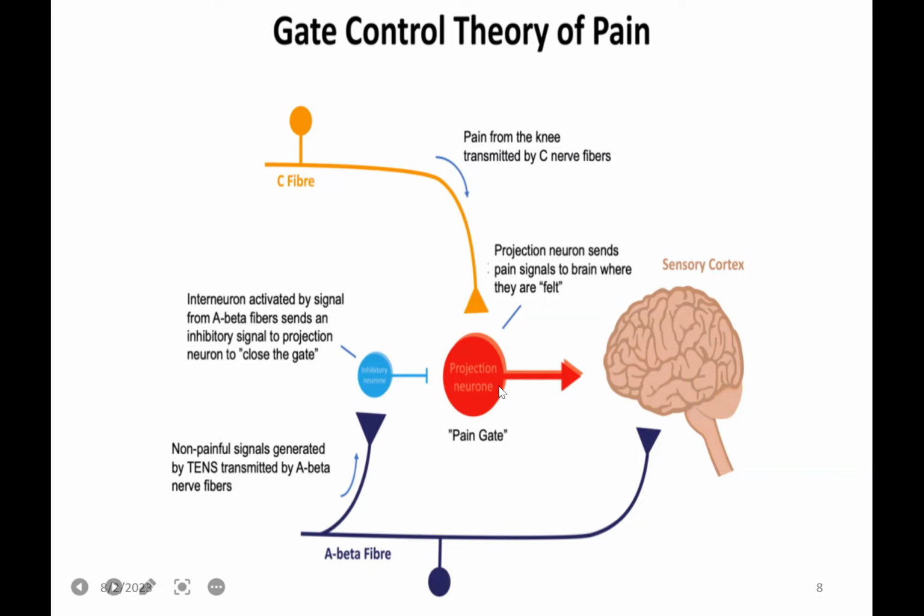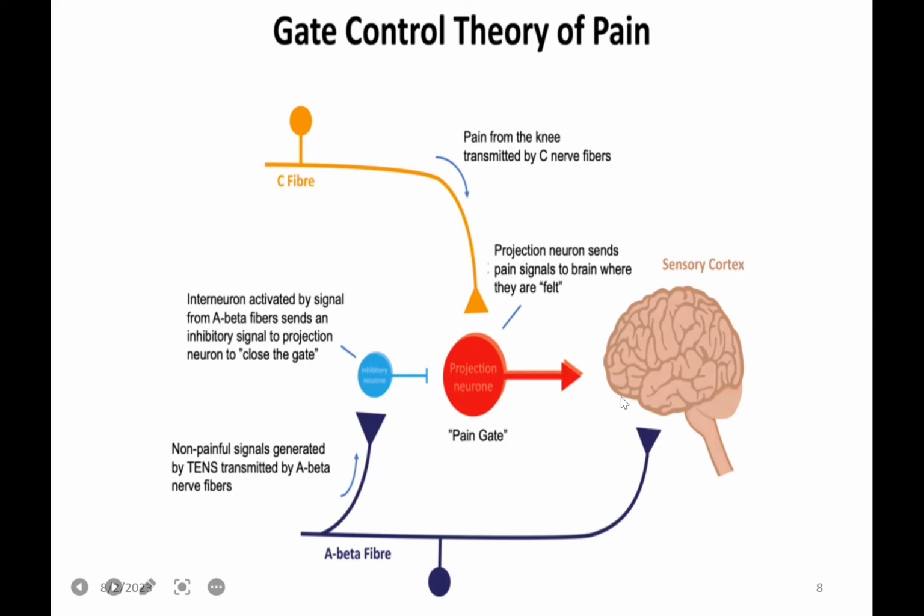So as long as this gate is occupied, the pain signal is blocked from reaching the brain. So the patient then will not be able to perceive that pain as long as there are other impulses that are going through the gate. So when you use TENS, the electrical impulse from TENS tends to keep this gate busy, thereby blocking the passage of the pain signals from reaching the brain.